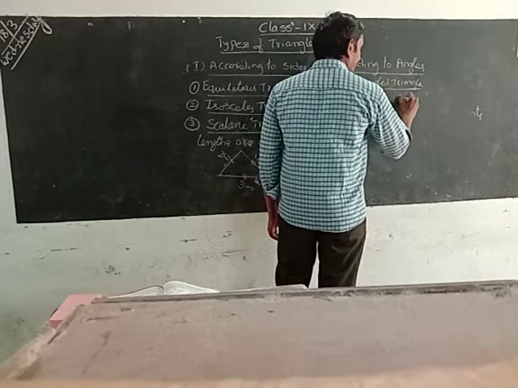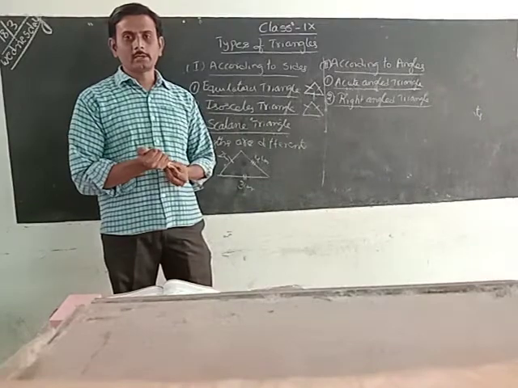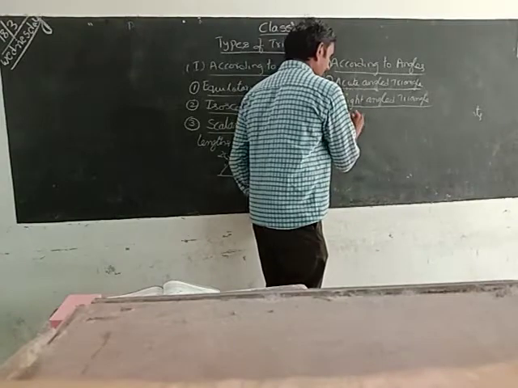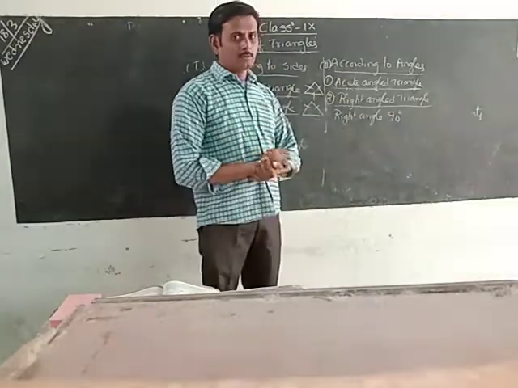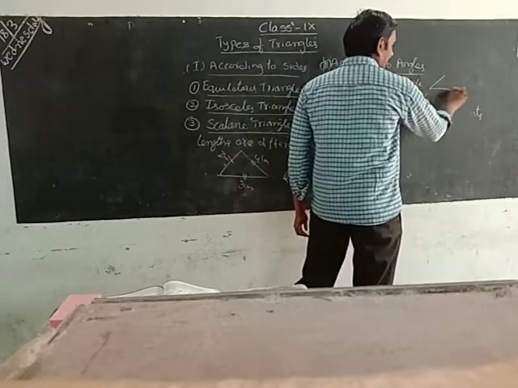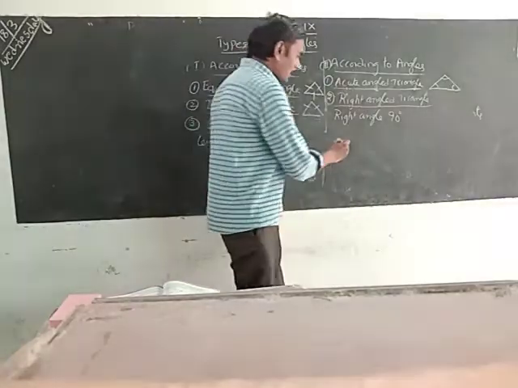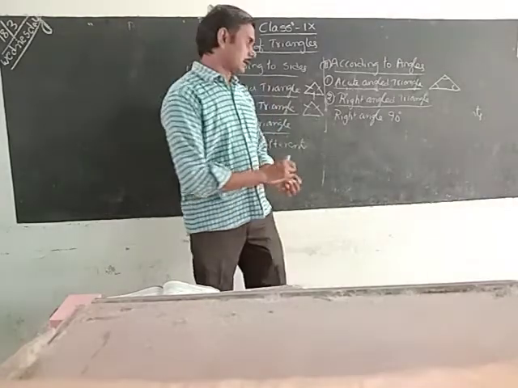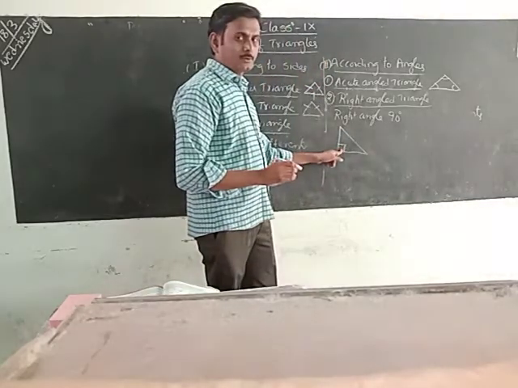Right angle triangle. The name itself says what the angles of the triangle are. Right angle means 90 degrees. Compulsorily, out of 3 angles, one angle should be 90 degrees. Then it is called the right angle triangle. We can draw it like this, and this symbol represents 90 degrees.